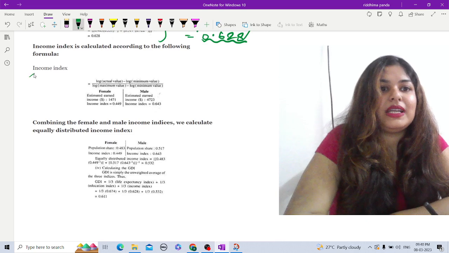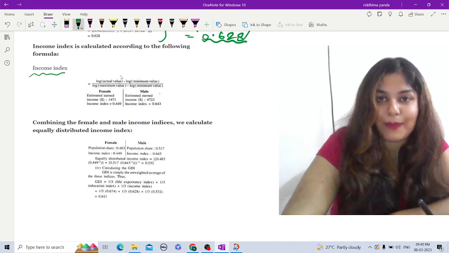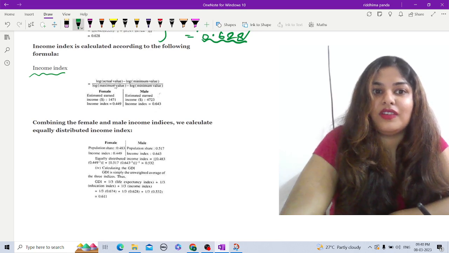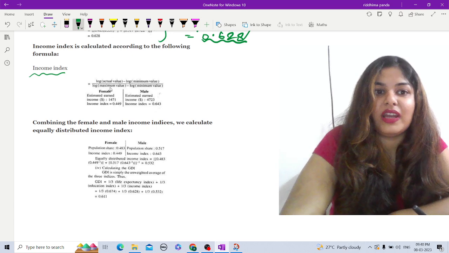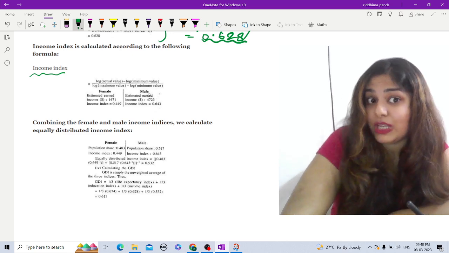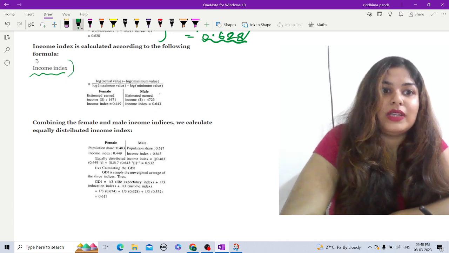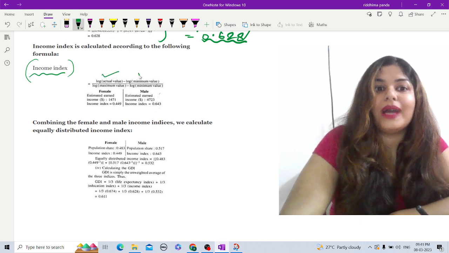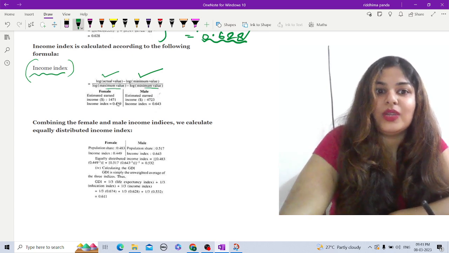So for the income index, the formula used for the dimension index is log. We take the log value. Okay, so earlier we know that normally the dimension index is what? Actual value minus minimum value divided by maximum value minus minimum value. So in order to calculate this for the income index, we take the log value. So log of actual value minus log of minimum value divided by log of maximum value minus log of minimum value. So now after calculating it, we have the following data.